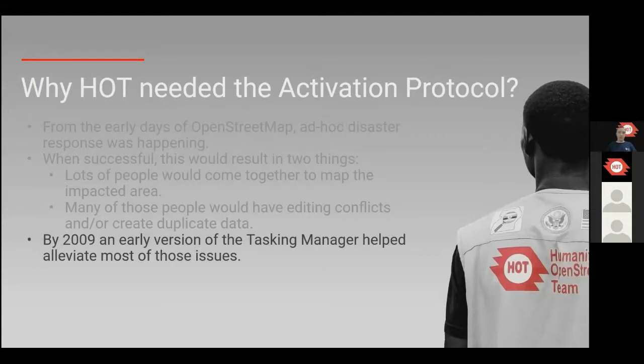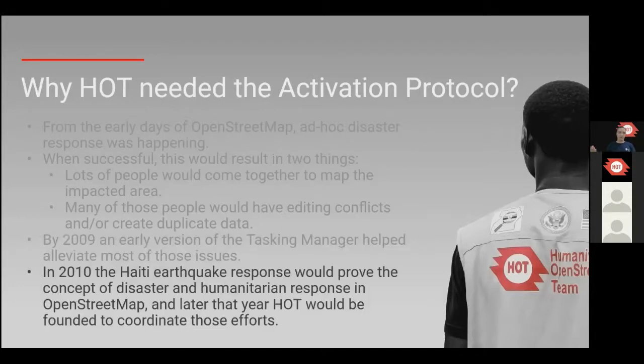As probably many of you know, in early 2010, there was a major earthquake in Haiti, and the group of people that were calling themselves the OpenStreetMap team came together and really proved this whole concept of disaster mapping in OpenStreetMap for a major event. And later in 2010, HOT would actually be formalized as an organization, a nonprofit in the US, basically with the mission to coordinate those efforts.